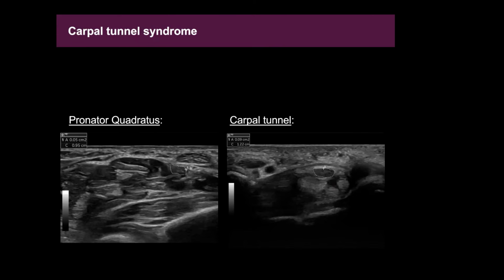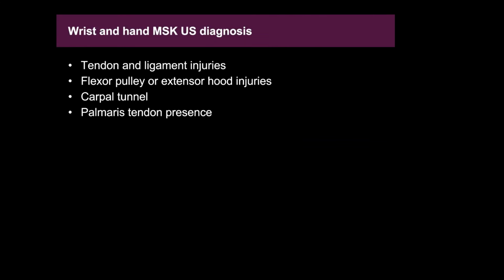So you can see how on the left-hand side of the image, at the level of the pronator quadratus, we have an area of 5 square millimeters. And on the right-hand side, you can see at the carpal tunnel, it's 9 square millimeters. And that's a difference of 4 square millimeters. So we could confidently say that this patient has imaging findings consistent with carpal tunnel syndrome. And she did in fact, so we just confirmed their suspicion.